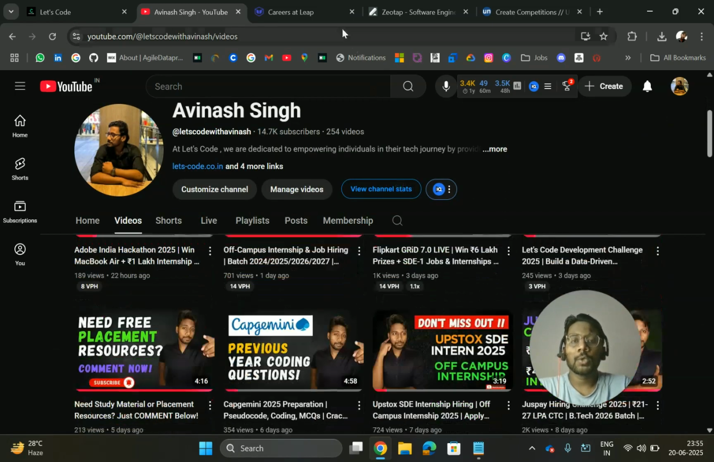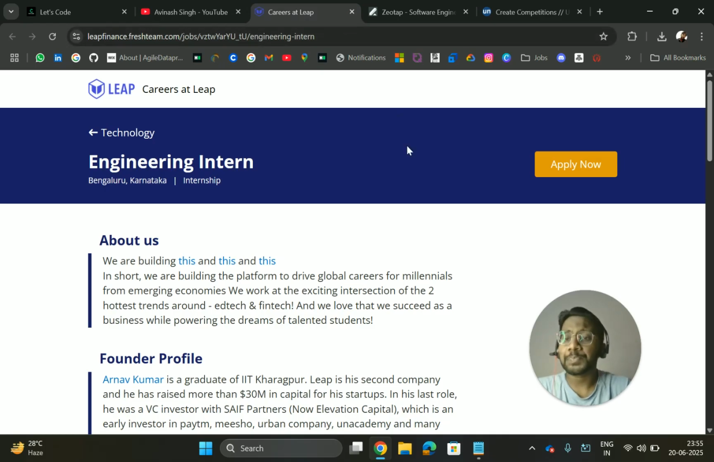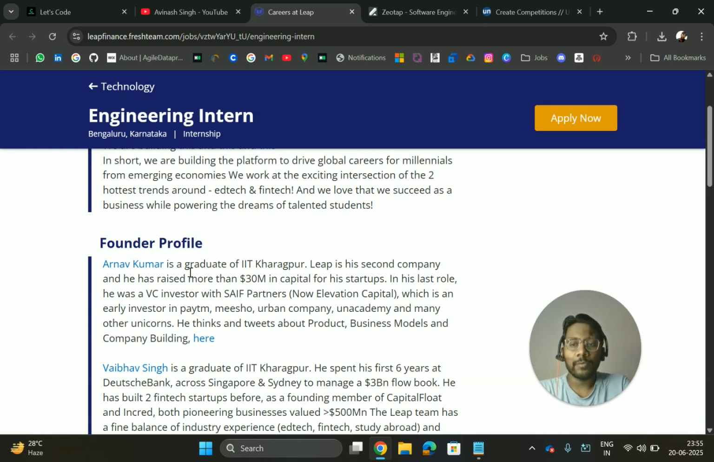So the first hiring is from Leap. Hiring for engineering intern role. Location will be Bangalore. This is about the company and founder's profile.